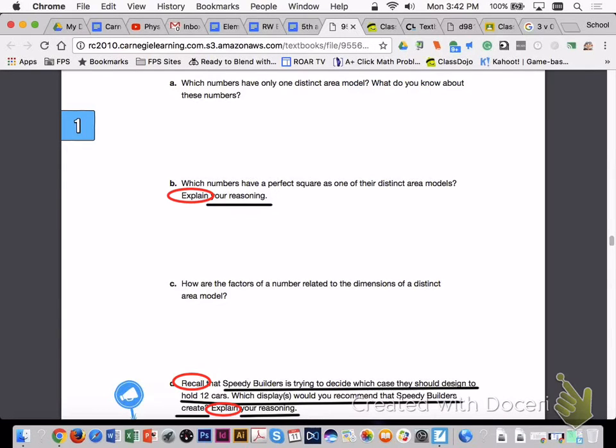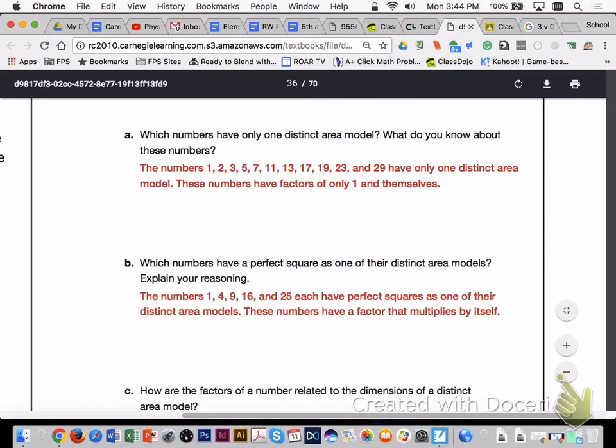Please turn to page 24 and answer letters A through D with your group. For letter A, the numbers 1, 2, 3, 5, 7, 11, 13, 17, 19, 23, and 29 have only one distinct area model. What we know about these numbers is that they have factors of only 1 and themselves.